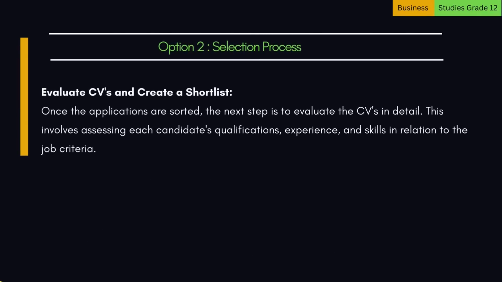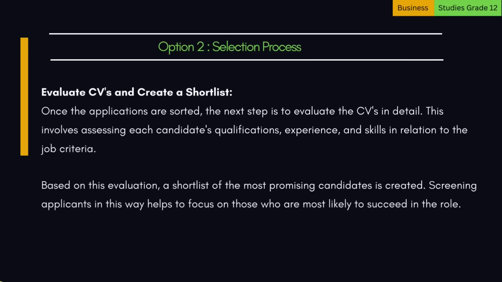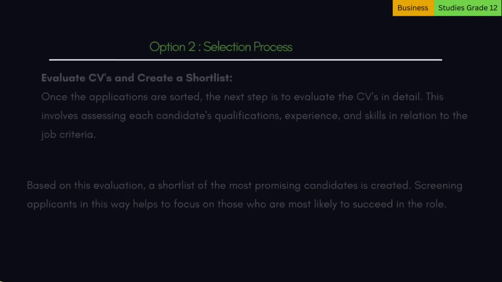2. Evaluate CVs and create a shortlist. Once the applications are sorted, the next step is to evaluate the CVs in detail. This involves assessing each candidate's qualifications, experience, and skills in relation to the job criteria. Based on this evaluation, a shortlist of the most promising candidates is created. Screening applicants in this way helps to focus on those who are most likely to succeed in the role.